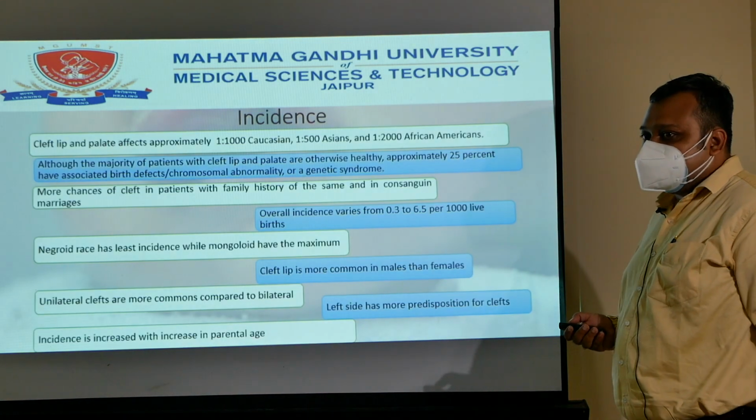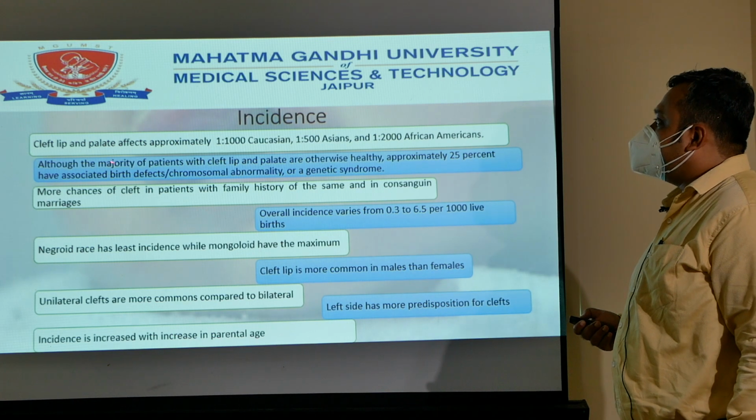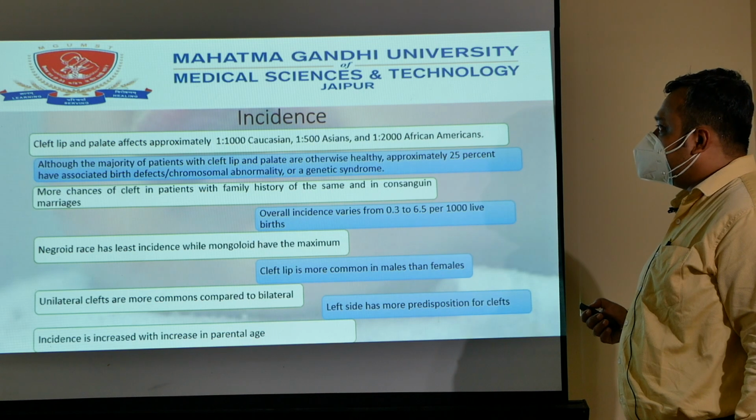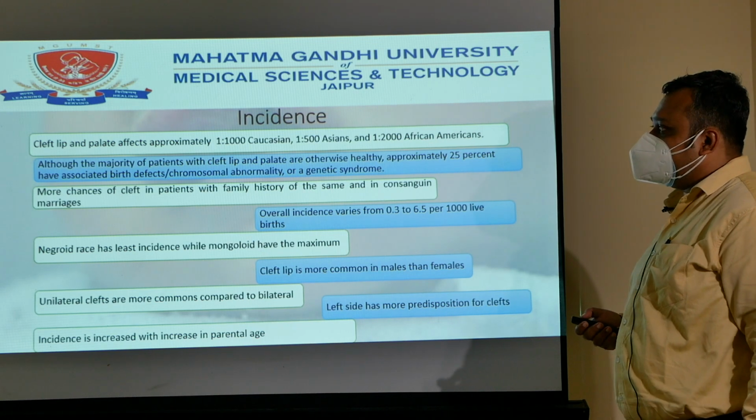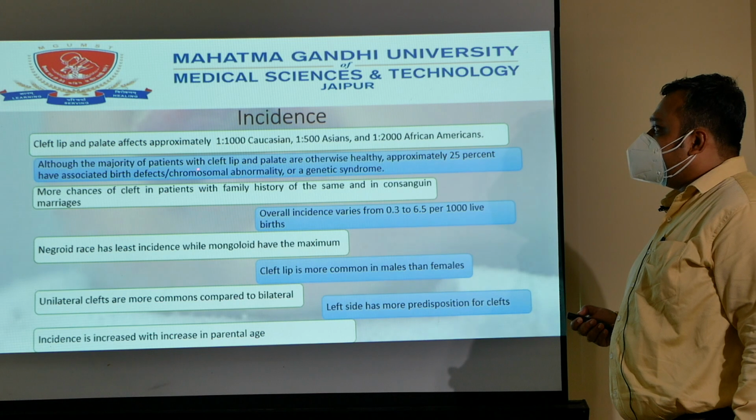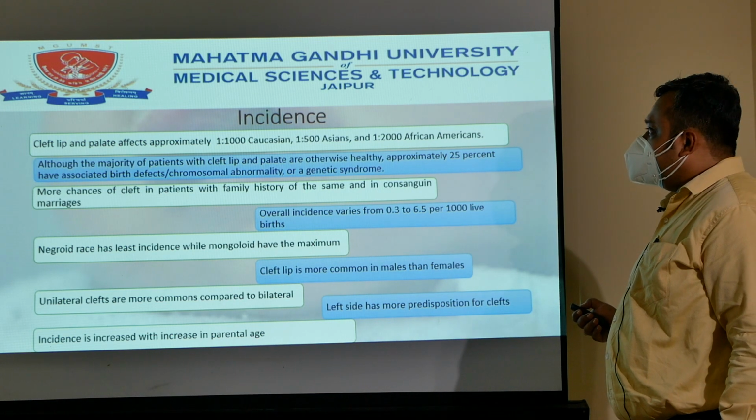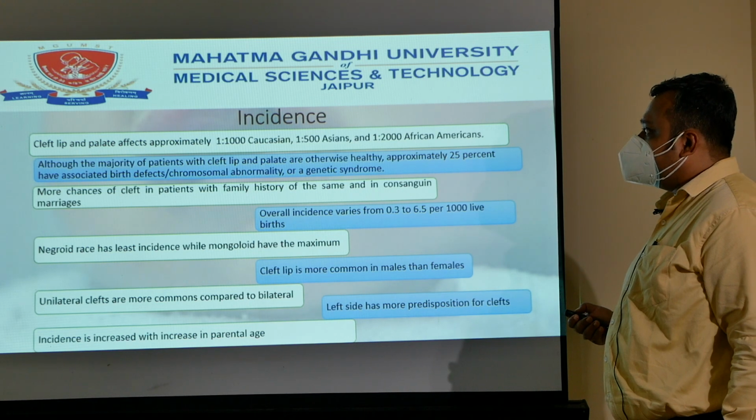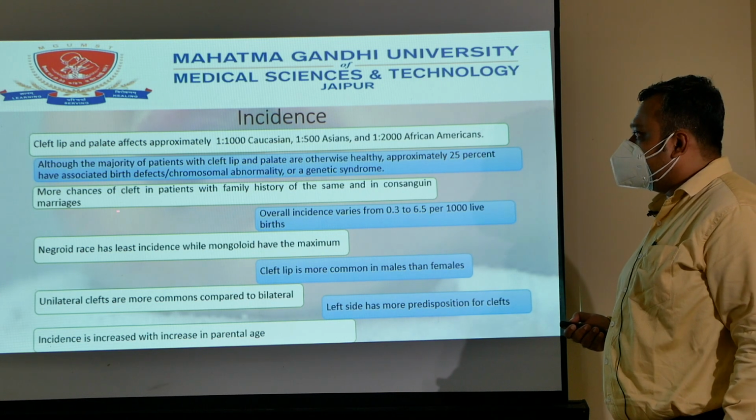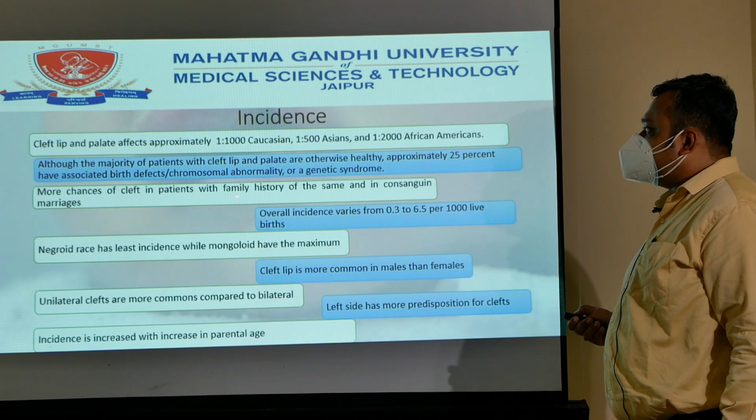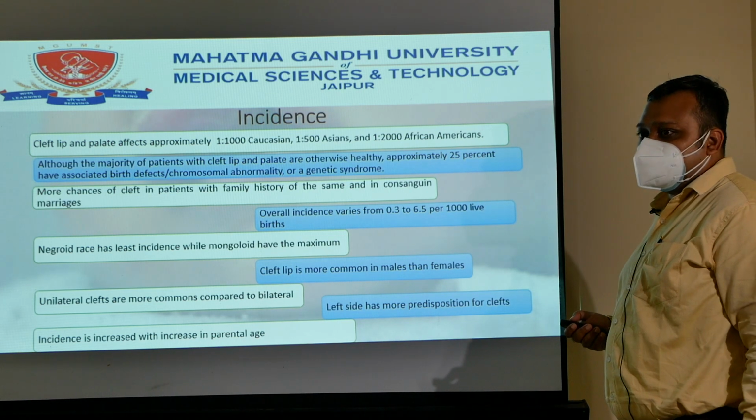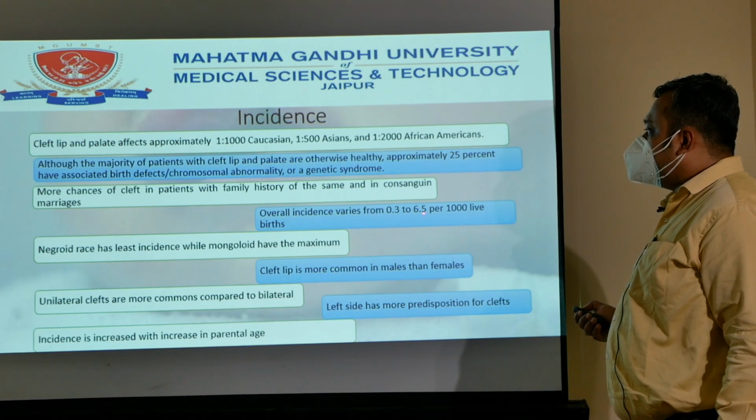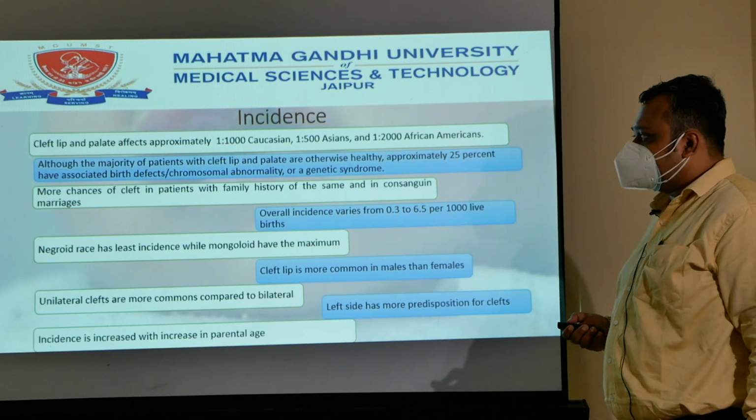A brief about the incidence of cleft lip and palate. Cleft lip and palate affects approximately 1 in 1000 Caucasians, 1 in 500 Asians, and 1 in 2000 Afro-Americans. Although the majority of patients with cleft lip and palate are healthy, approximately 25% are associated with some kind of birth defect, chromosomal abnormality or genetic syndrome. There are more chances of cleft in patients with a family history of the same or a history of consanguineous marriages. Overall incidence ranges from 0.3 to 6.5 per 1000 live births.